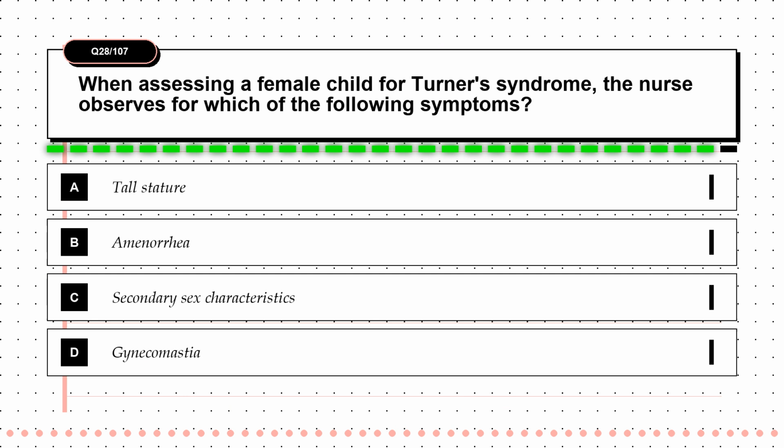Question 28. When assessing a female child for Turner's syndrome, the nurse observes for which of the following symptoms? Here are the options. Option A. Tall stature. Option B. Amenorrhea. Option C. Secondary sex characteristics. Option D. Gynecomastia.